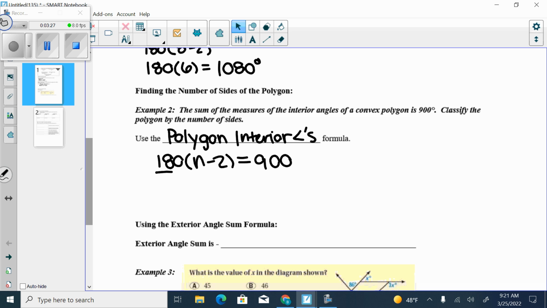So if I divide both of these sides by 180, over here I'm just left with n minus 2, and 900 divided by 180 is good. Alright, and then that means n must be, very good. So this thing has 7 sides. What kind of a shape is that? Heptagon. Very good.